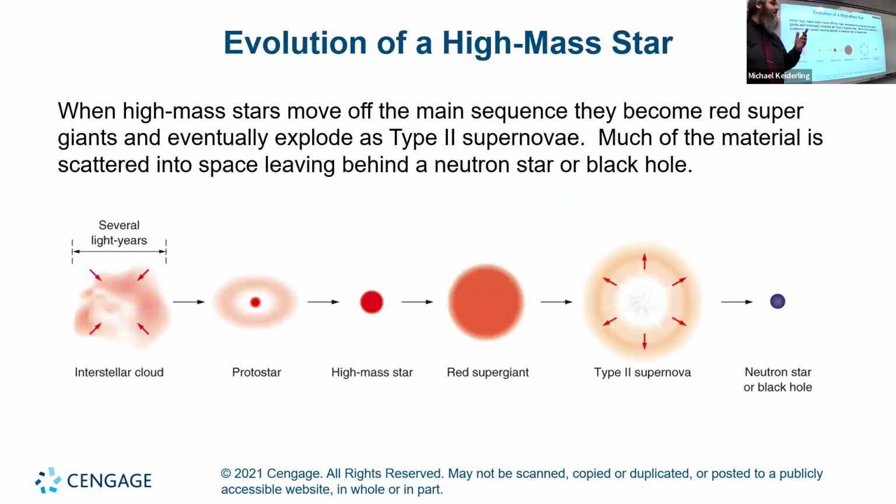And when a high mass star moves off the main sequence, they become a red supergiant, and they eventually explode as a type 2 supernovae. Most of the material gets scattered into space, and that leaves behind either a neutron star or a black hole, depending on how big the star was initially. If the core is bigger than 3 solar masses, it's a black hole. If it's less than 3, you get a neutron star.